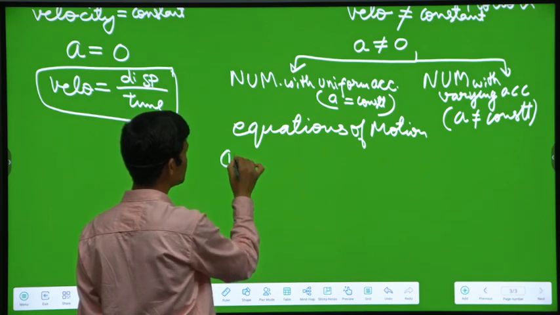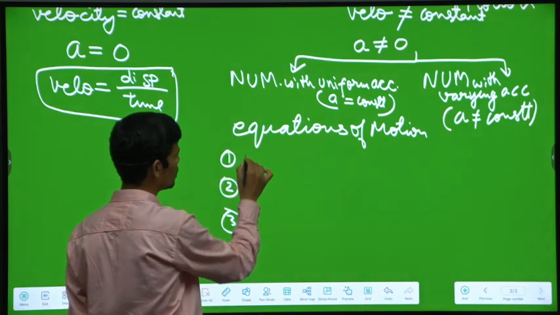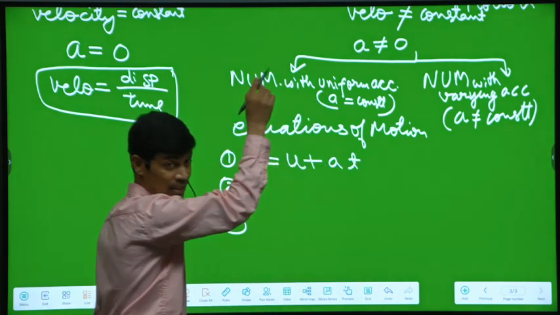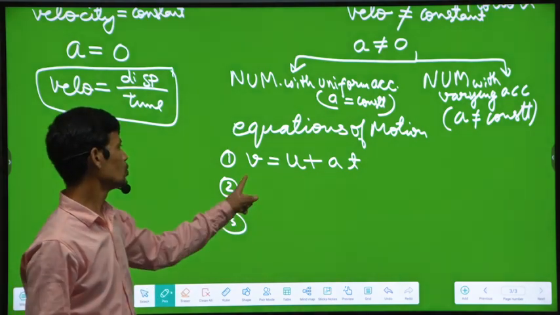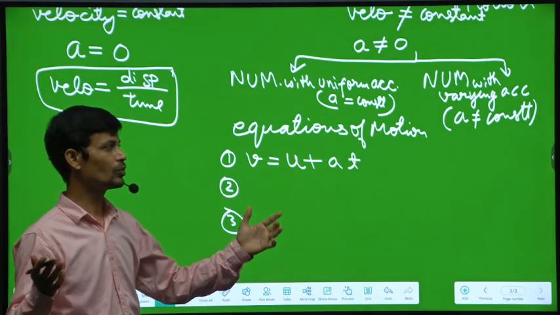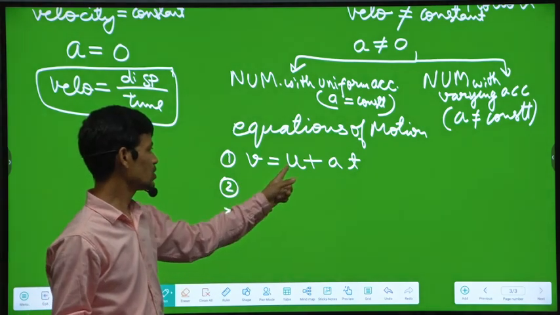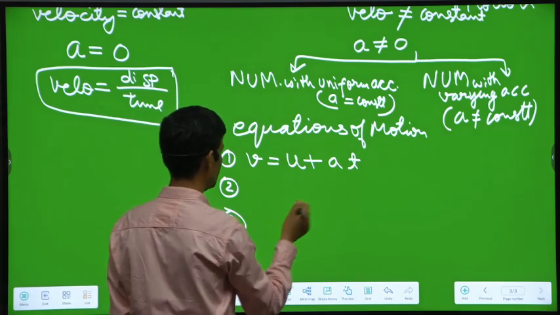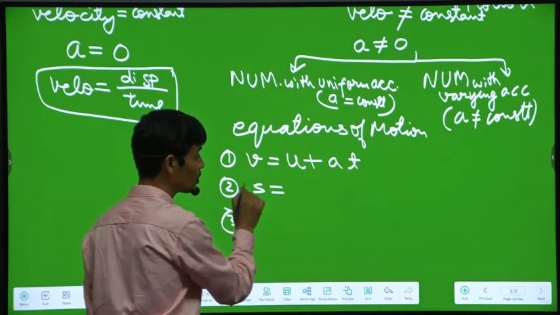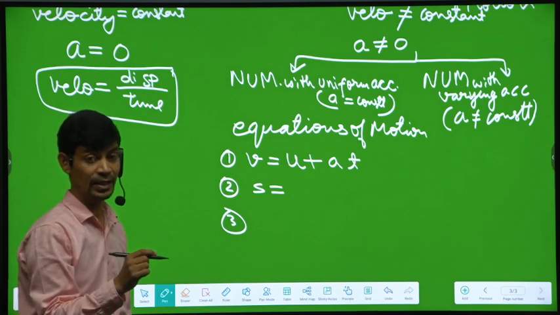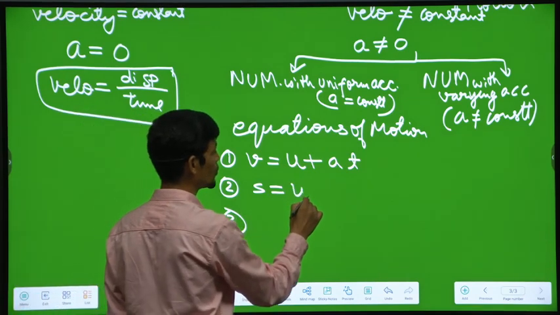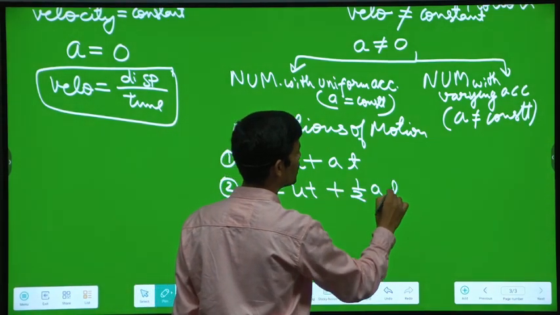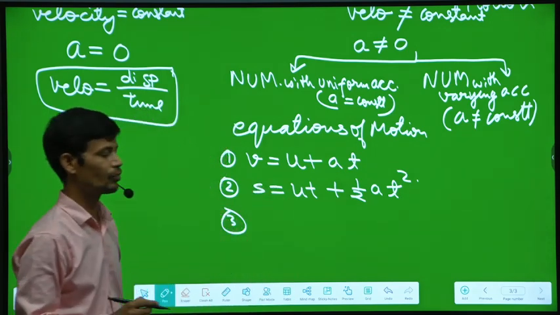So there are 3 equations: v equal to u plus at. a is that acceleration which I was talking about. v is final velocity, because there are 2 velocities now. This is final velocity, this is initial velocity, starting and ending. t is time. s equal to ut plus half at square. s is not speed, it is displacement. This is the second equation of motion.